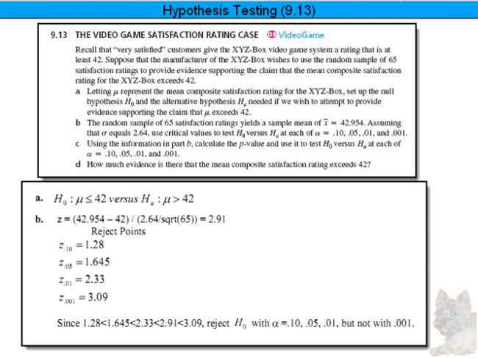Let's take a look at problem 9.13. It's a hypothesis testing problem. Okay, I'll read it to you. Recall that very satisfied customers give the XYZ Box video game system a rating that is at least 42. Suppose that the manufacturer of the XYZ Box wishes to use the random sample of 65 satisfaction ratings to provide evidence supporting the claim that the mean composite satisfaction rating for the XYZ Box exceeds 42.